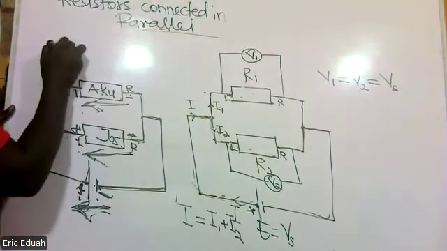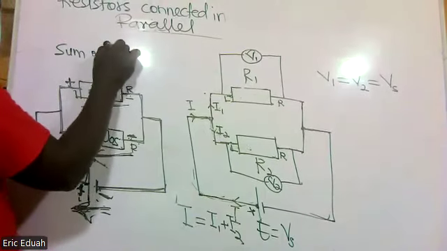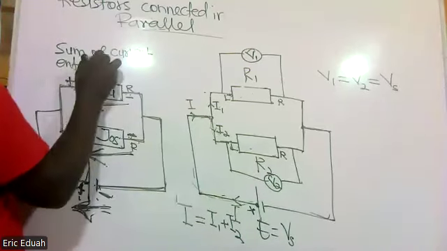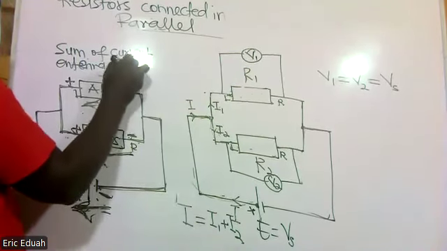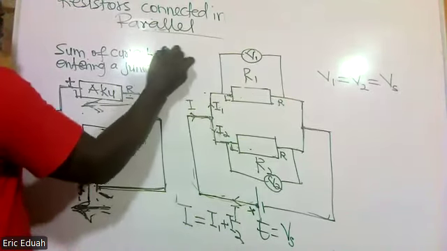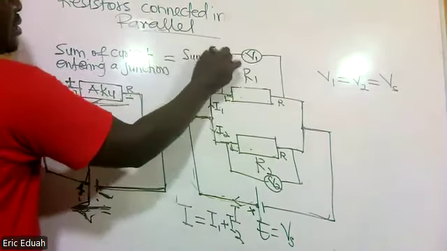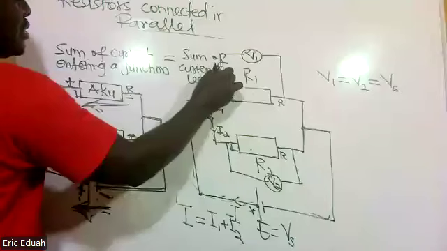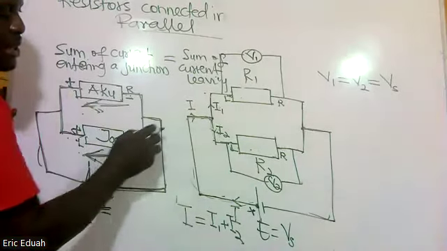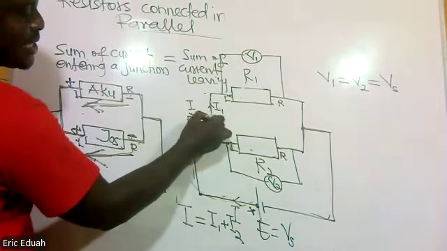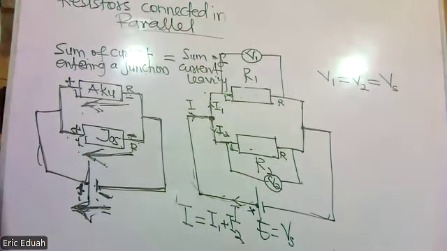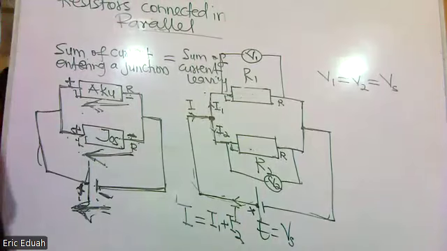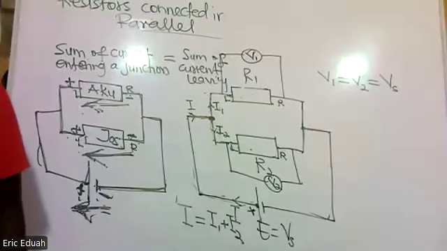Okay, so the sum of currents entering a junction must be equal to the sum of currents leaving the junction. This is entering. It must be equal to what is leaving that same junction. And this is what we call Kirchhoff's first law. Kirchhoff's first law. All right.